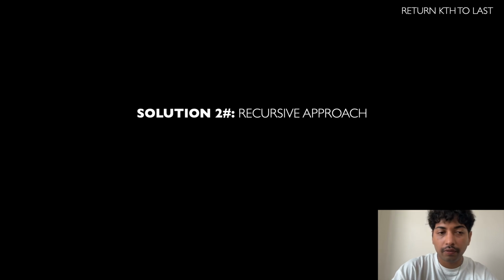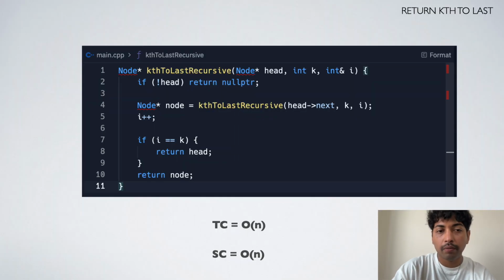Here, as we can see from the solution, it makes a single pass through the linked list with a time complexity of O(n). However, it uses O(n) stack space due to the recursion stack. This solution is elegant but may not be suitable for very large lists due to potential issues with stack overflow.